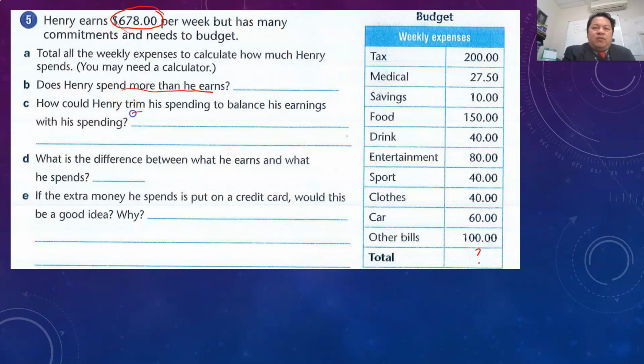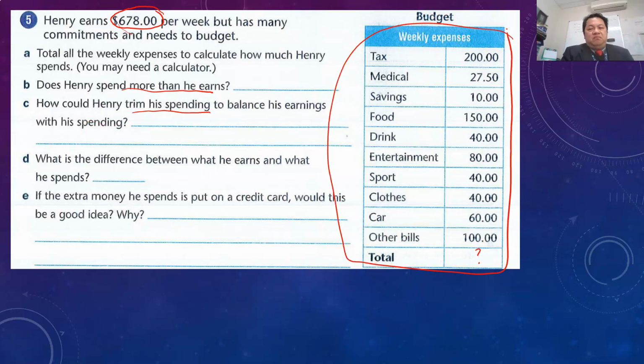After that, how could Henry trim his spending to balance his earnings with his spending? Look at the information here. Is there anything that you feel he should cut down? Write it down and give a reason, at least one or two reasons why he should cut down. Then they ask what's the difference between what he earns and what he spends. We just need to find the difference between this figure and this figure here, right?